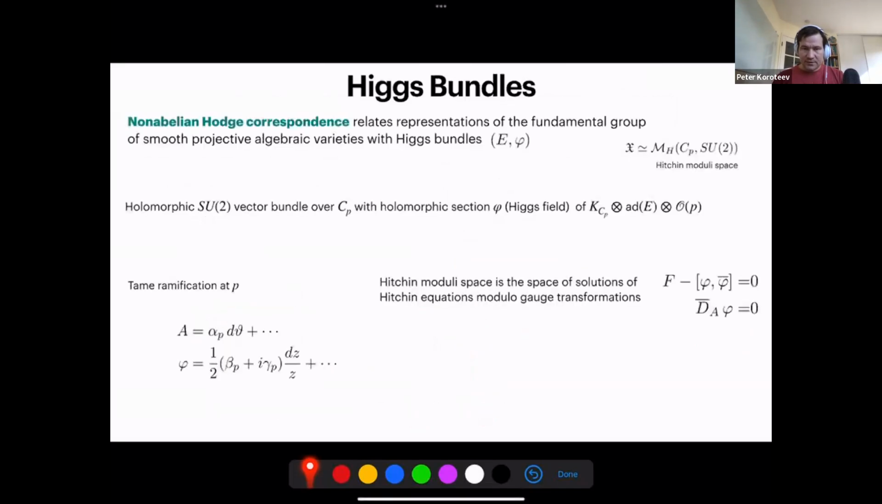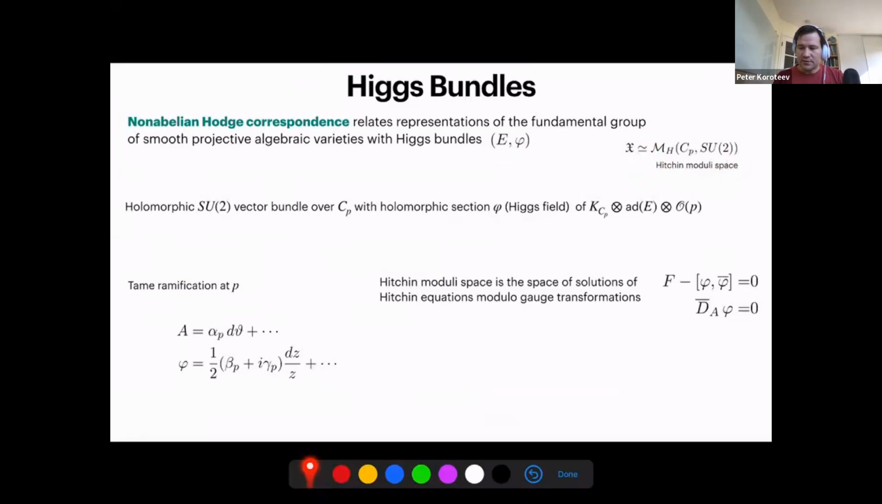Okay, now let's talk about geometry. We've talked about representation theory, now let's talk about geometry. We'll describe the geometry of X, the moduli space of flat connections, using the so-called non-abelian Hodge correspondence. It relates, in general, representations of the fundamental group of smooth projective algebraic varieties with Higgs bundles, E and phi.